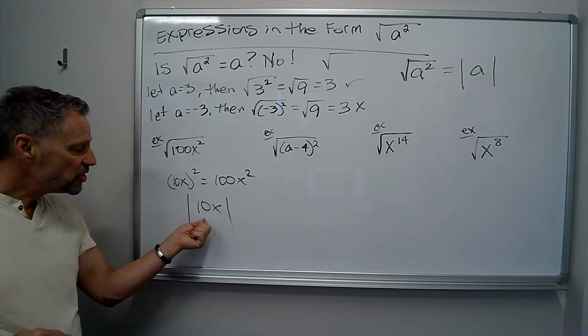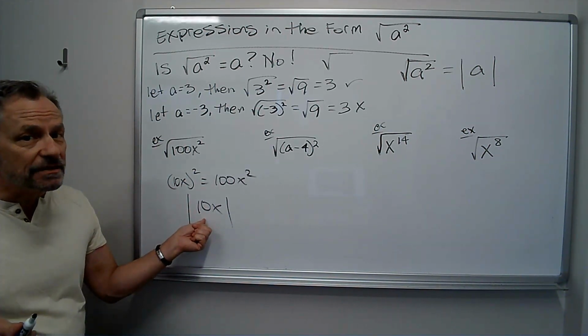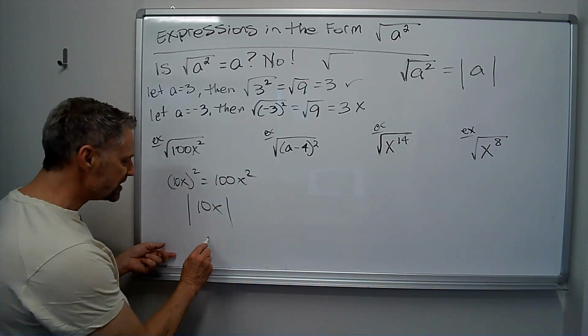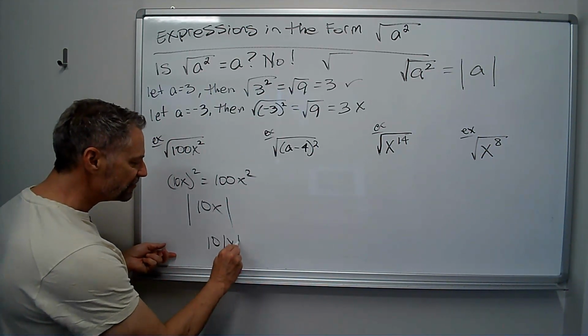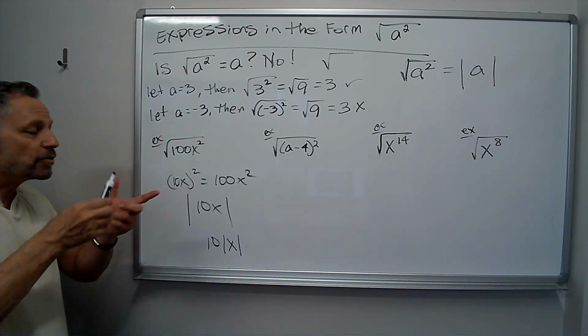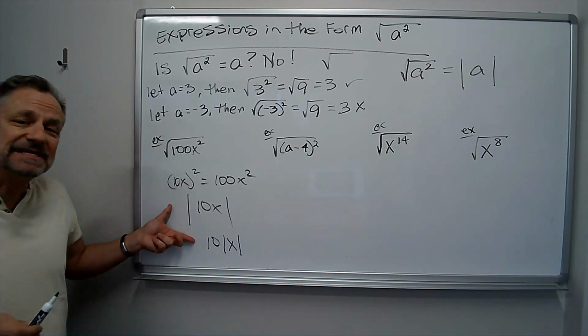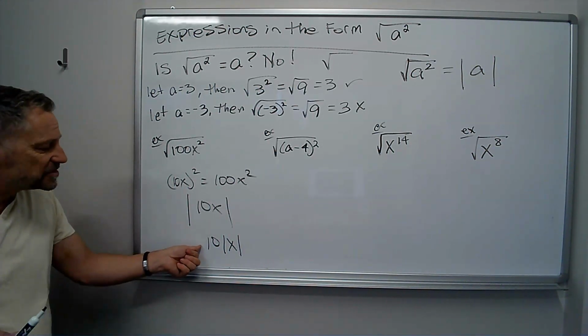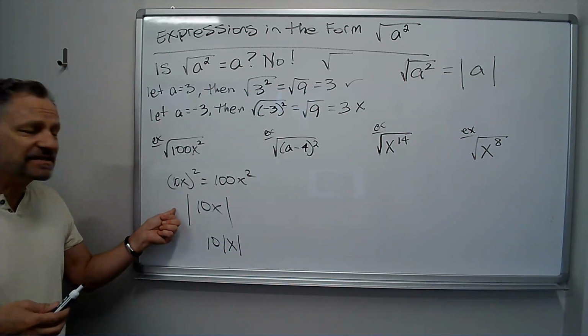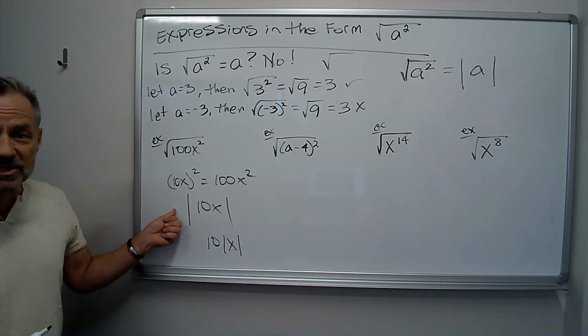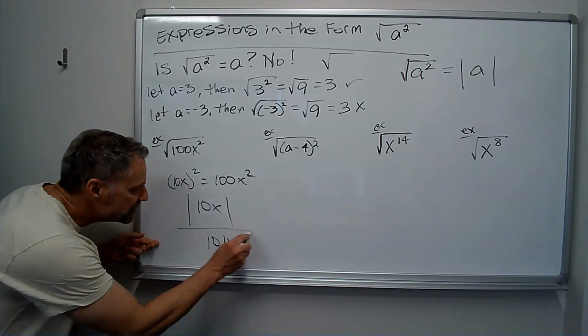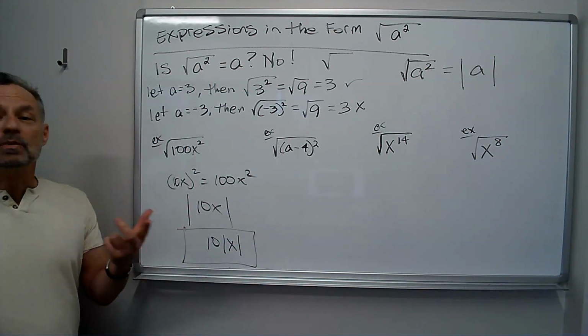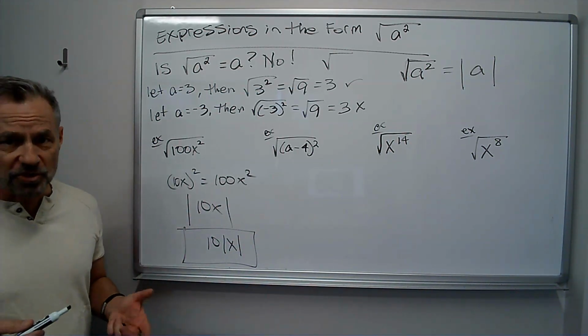Now, notice the absolute value of 10 is just 10. So if you want to, you could say the answer is 10 times the absolute value of x. I don't know which way your teacher wants it. I would accept either of these. This one's more simplified, but this isn't wrong by any stretch of the imagination. I'm going to box this one because that would be my final answer. I can't go further than that.